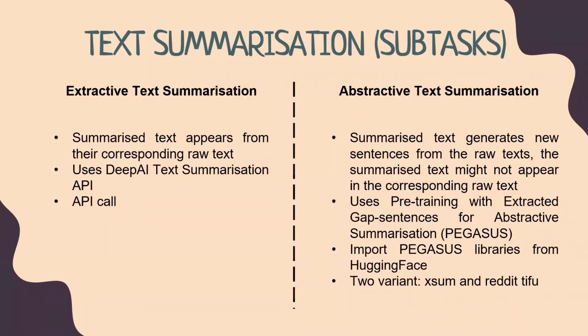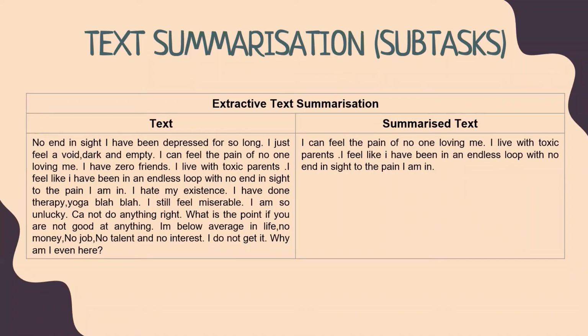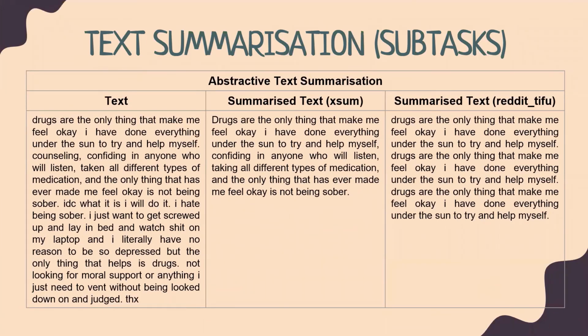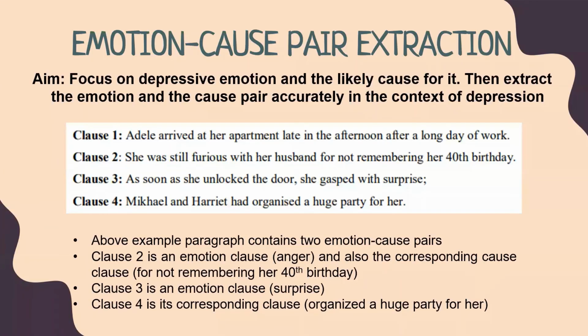Next, we will take a look at a subtask called text summarization. For this project, we will look at both extractive and abstractive text summarization. For extractive summarization, the DeepAI text summarization API will be used. For abstractive text summarization, the Hugging Face Pegasus libraries will be used. Here is the summarized text of a sample text using extractive text summarization. Here is the summarized text of a sample text using abstractive text summarization, which is trained on two datasets, XSum and Reddit TIFU.